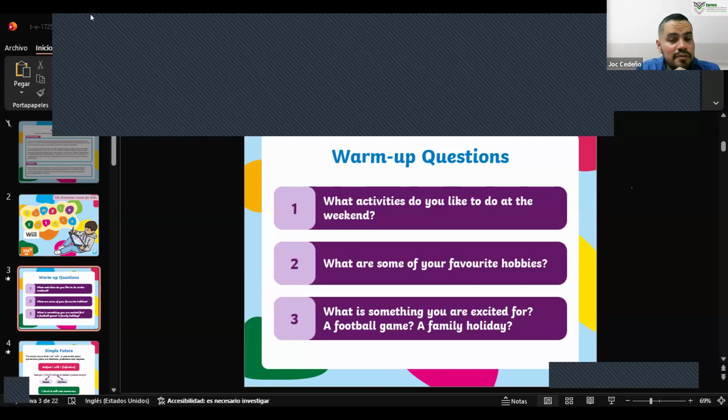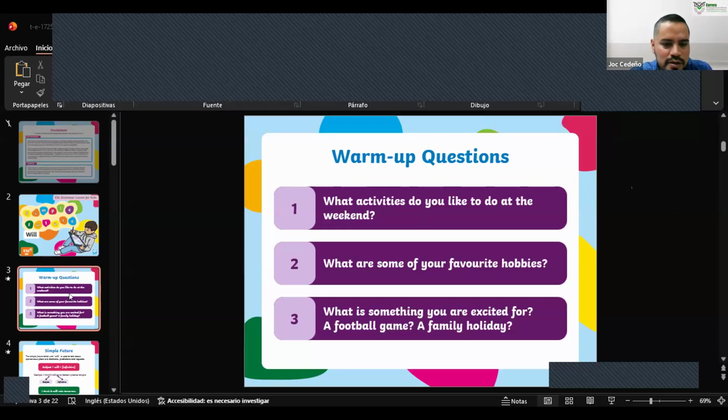Okay, the questions are a very good idea. What other options can we do? If you don't want to use yes/no questions, you can give options. For example, what activities do you like to do at the weekend? And then you put the options: play football, listen to music, go to the park, or other. You give your students options and they can choose, okay? So that's another idea for the warm-up questions.